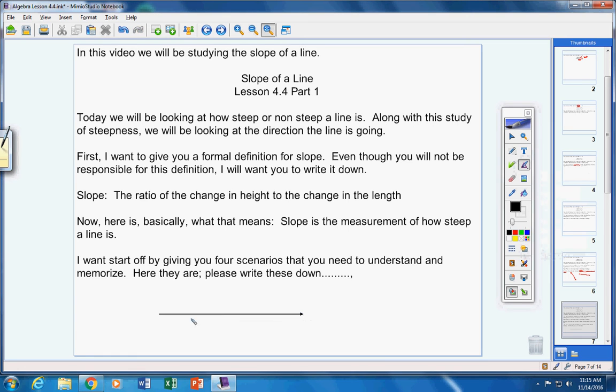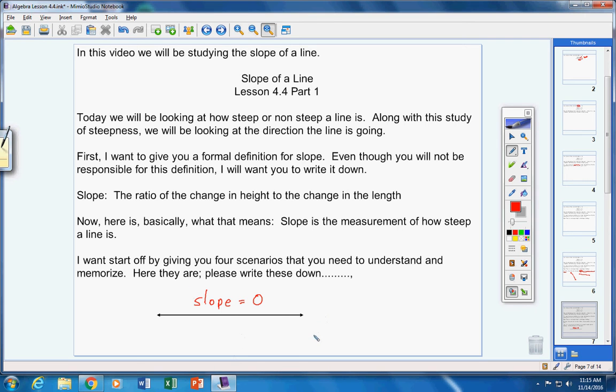If you have a horizontal line like this, are you ready? The slope is always 0. Always. Would you please write that in your notes? Draw a horizontal line and put slope as 0. Doesn't that make sense, guys? If the line's totally flat, there's no slope, it's going to be 0. So the slope of a horizontal line is 0. Please copy that in your notes.